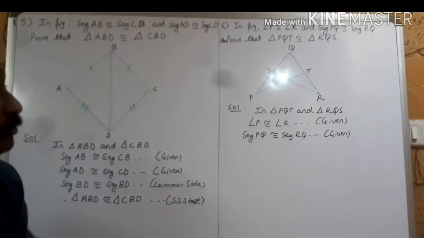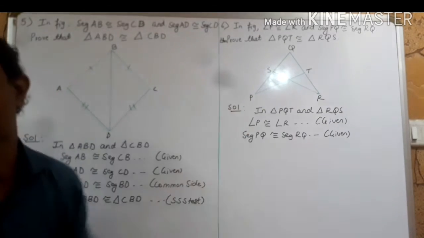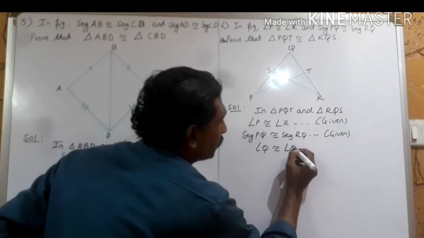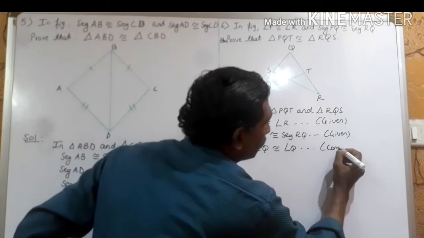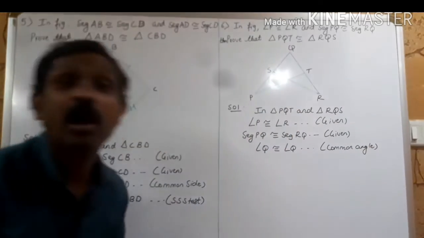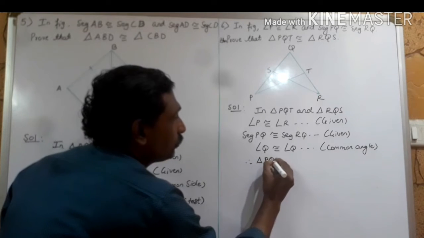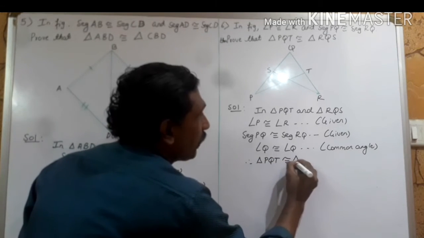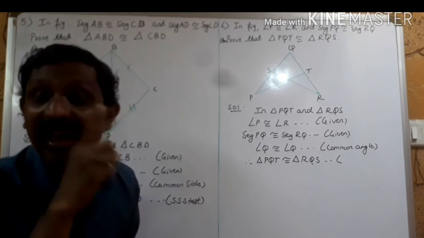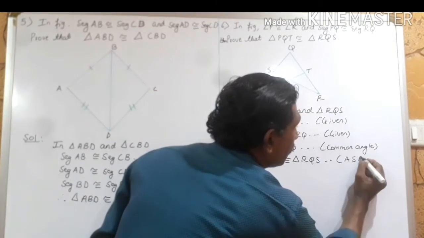Okay. Now carefully look at angle Q. Angle Q congruent to angle Q because it is a common angle. Therefore, triangle PQT congruent to triangle RQS. By which test? Angle side angle test.